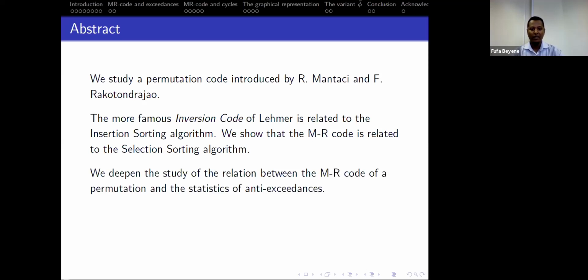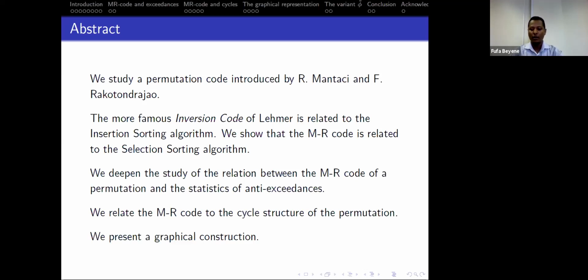We also deepened the study of the relation between the MR code of permutations and the statistic between these codes and anti-exceedances of permutations. Further, we relate these MR codes to the cycle structure of permutations. Finally, we present the graphical constructions.